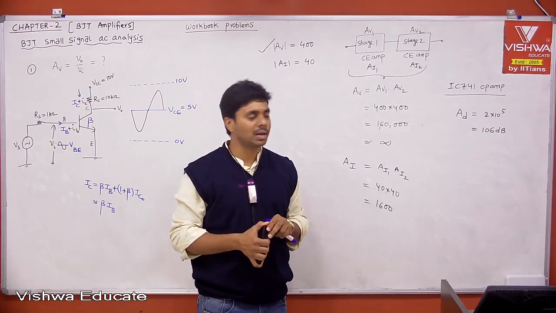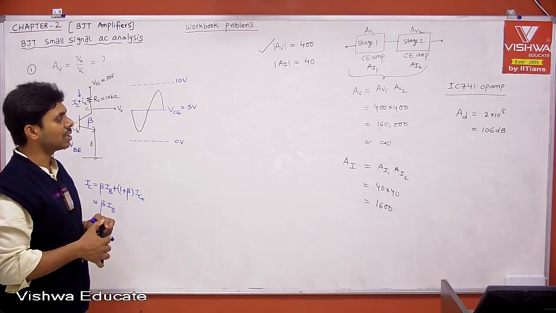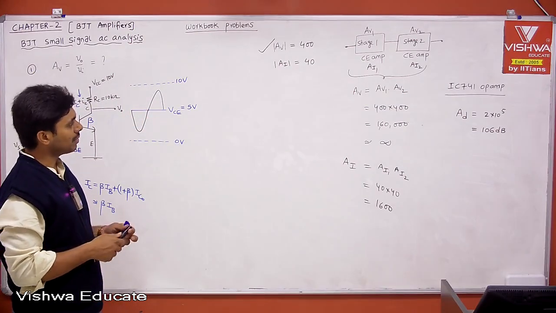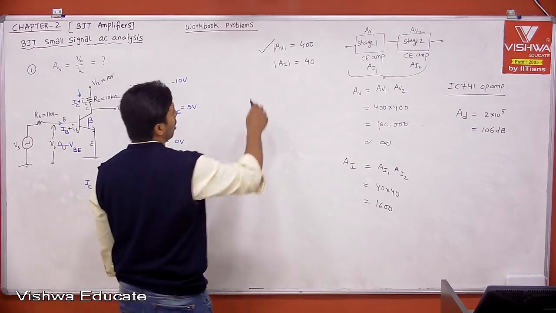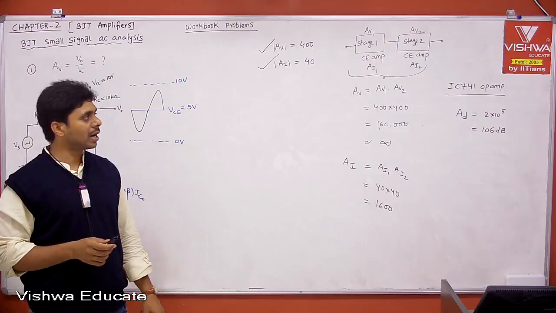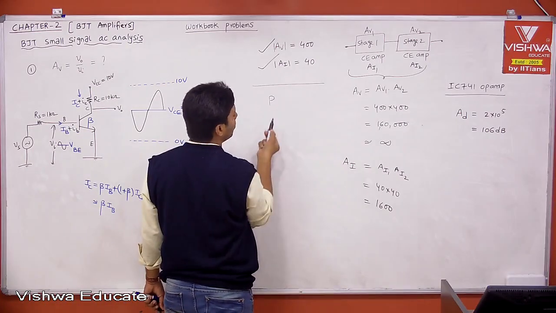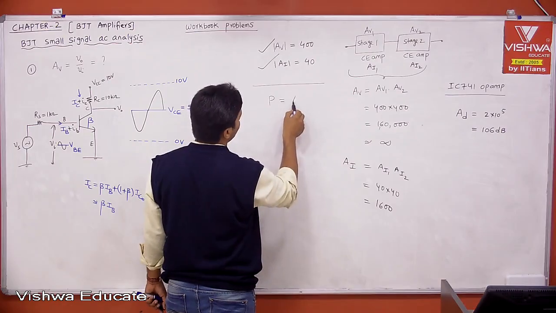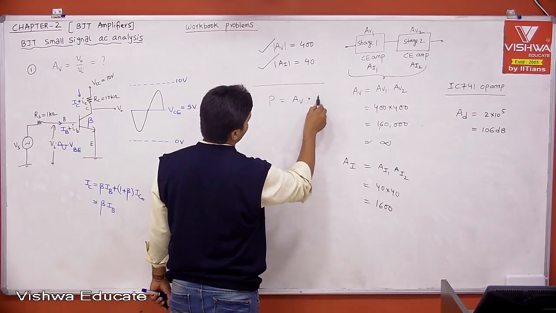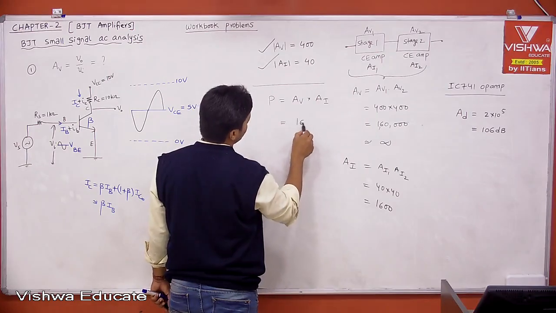Very important, right? Having two-stage gain, which is current gain 1600, is also very high. Therefore, I can say your common emitter amplifier is also providing good current gain. Overall, if you ask me what is power gain, power gain is nothing but AV into AI. Therefore, what is AV into AI? Then if you calculate, you will get 16,000.